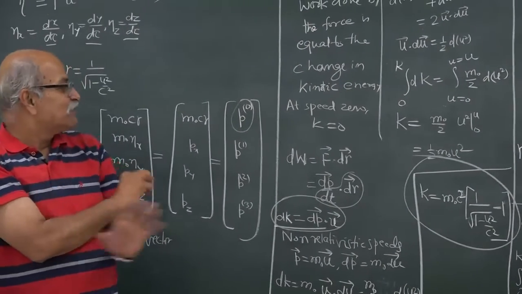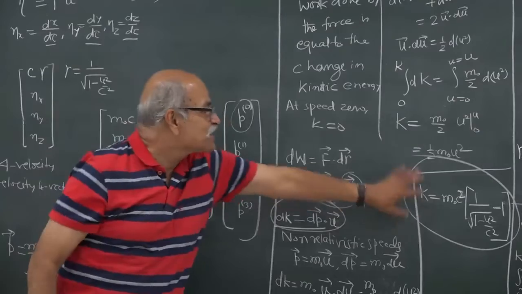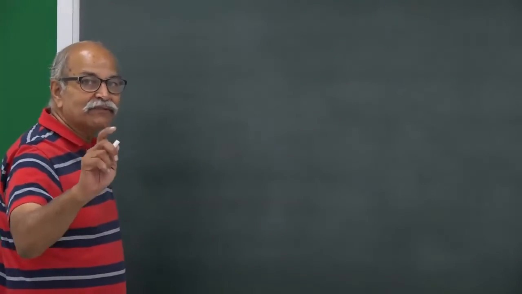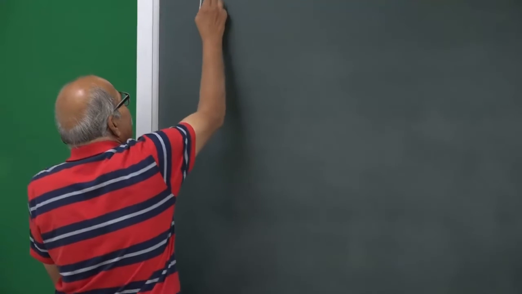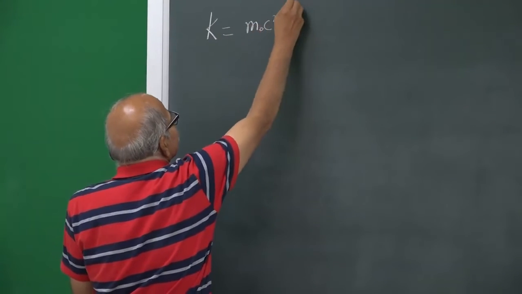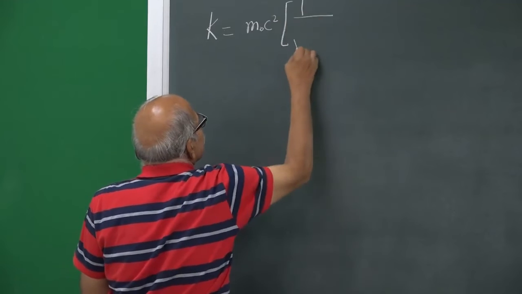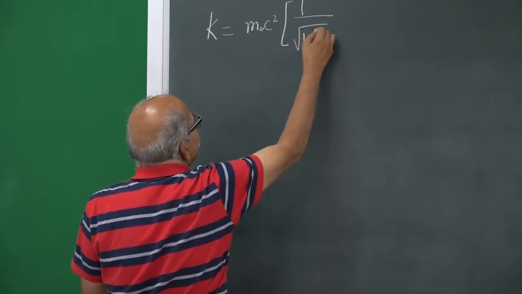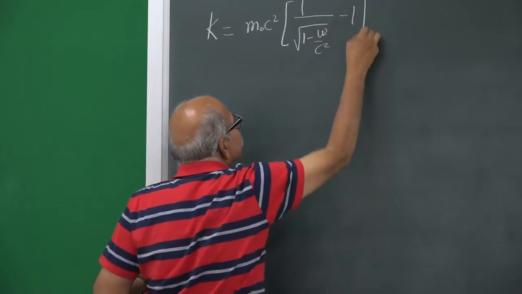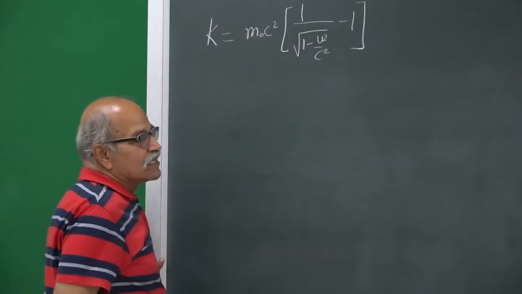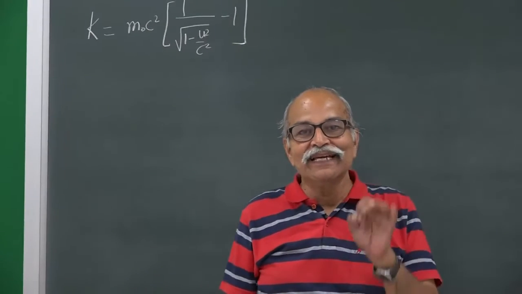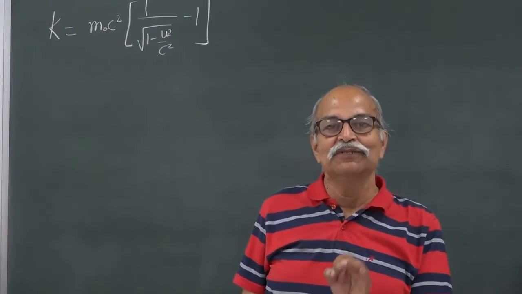Okay. So, let me clean the board, write this expression again and start discussing on it. So the kinetic energy expression is k equal to m naught c square, then 1 by square root of 1 minus u square by c square, minus 1. This is the expression for kinetic energy in place of half m naught u square.